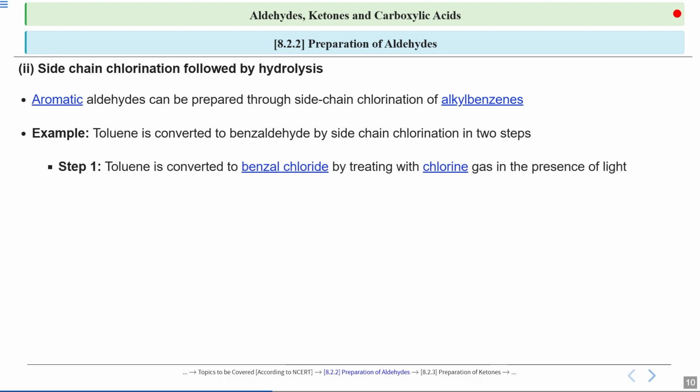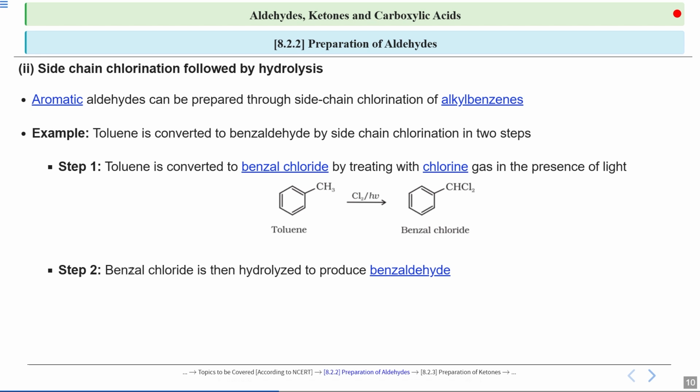The first step is that toluene is converted to benzyl chloride. When toluene is treated with chlorine gas in the presence of light, this reaction converts toluene into benzyl chloride. If you see over here, this is toluene, and when you treat it with chlorine gas, which is Cl2, in presence of light, toluene gets converted into benzyl chloride. That is, a CHCl2 group is attached to this benzene.